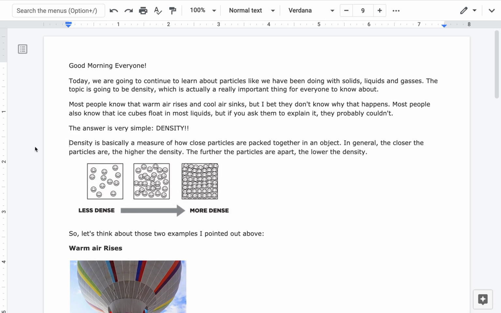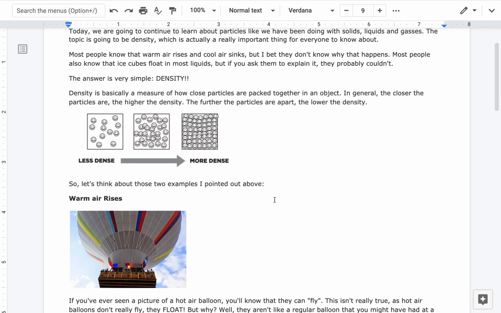Density is basically a measure of how close particles are packed together in an object. In general, the closer the particles are, the higher the density. The further the particles are apart, the lower the density. And here's a picture. When the particles are spread out, like they are in a gas, it's less dense. If they get closer and closer, or super close and packed tight together, it's more dense. All right, pretty simple, straightforward.